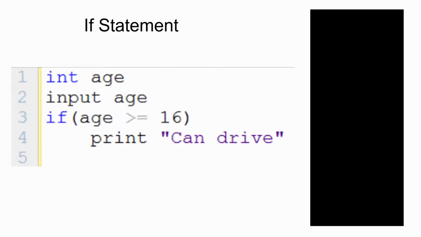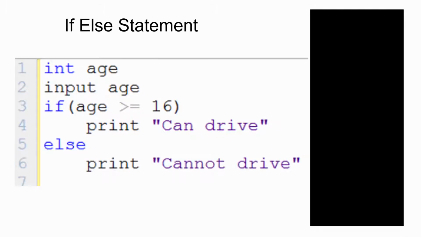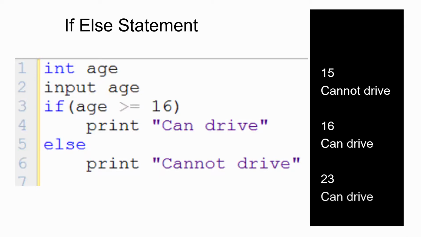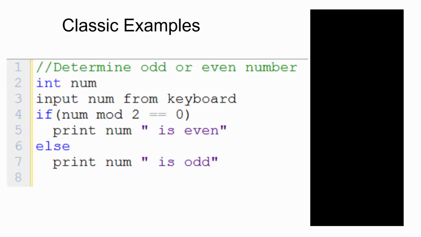Here is another example of a one-way if statement. If the input age is too young, there is no message. If it is old enough, the message is can drive. This is the two-way version of this, with a message for both situations. Age 15, cannot drive. Age 16, can drive. Age 23, can drive. Here is a classic example of a conditional using a modulus calculation to see if a number is odd or even.